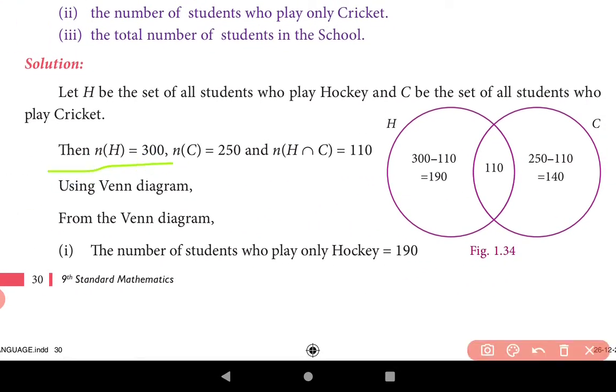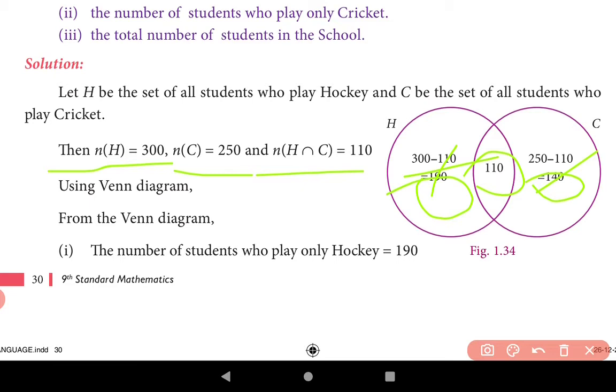So number of H is equal to 300, number of C is equal to 250, and both hockey and cricket is 110. Now when you subtract 110 from 300, you will get 190, and when you subtract 110 from 250, it is 140. Now how do you write it? This 190 is only hockey, and 140 is only cricket. Now this 110 are the people who play both hockey and cricket.